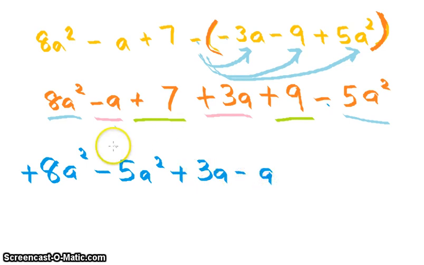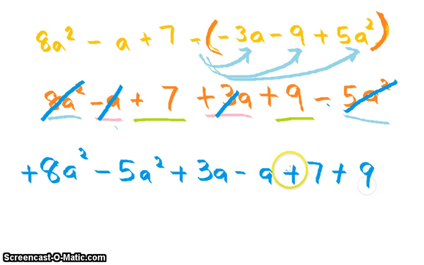Okay, then while I'm doing this, I need to take note. Oh, I'm done with 8a squared. I'm done with 5a squared. I'm done with 3a. I'm done with negative a. Now I'm only left with positive 7 and positive 9. So I just rewrite whatever is at the top. Alright, okay, now I can settle.